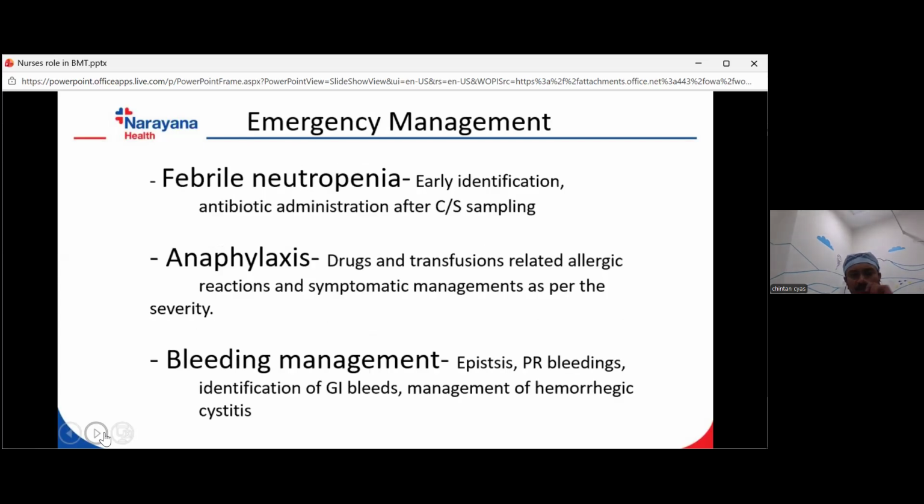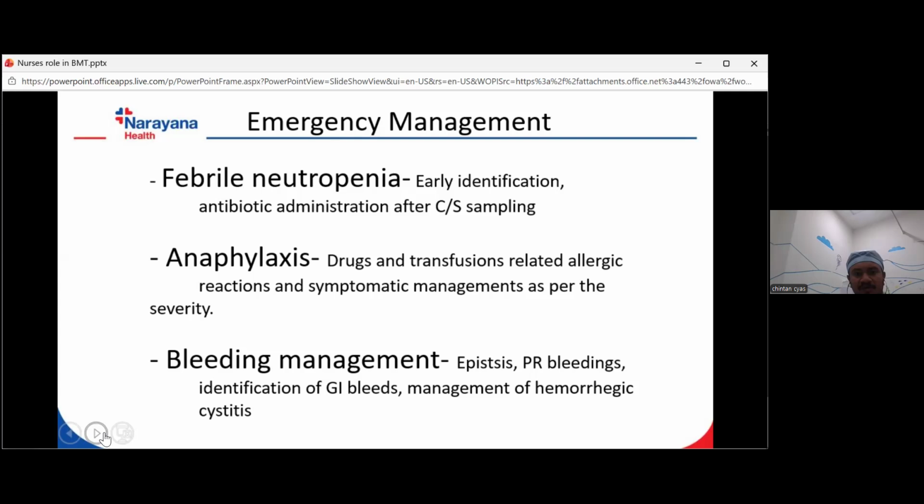And the nurse must be able to manage emergency situations like febrile neutropenia, with early identification of febrile neutropenia and antibiotic administration after culture and sensitivity sampling. Anaphylaxis reactions: drugs and transfusions can cause a major anaphylactic reaction. So the nurse must be able to identify allergic reactions and symptoms and begin initial management as per the severity.